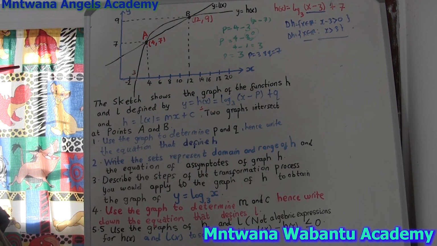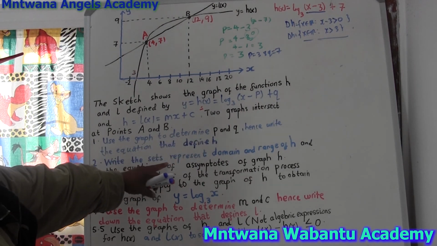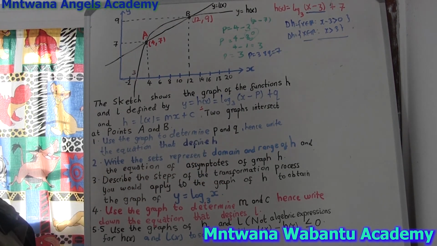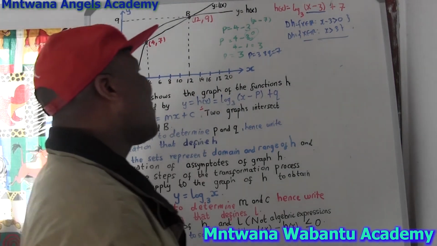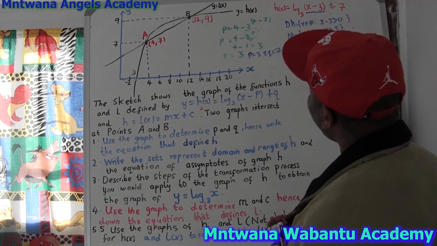Now let's go. What do we want now? Use the graph domain there. Write down the set to represent domain, range. Okay, range. So for range, now we go for what? For the logarithm function, range, okay, let's go.